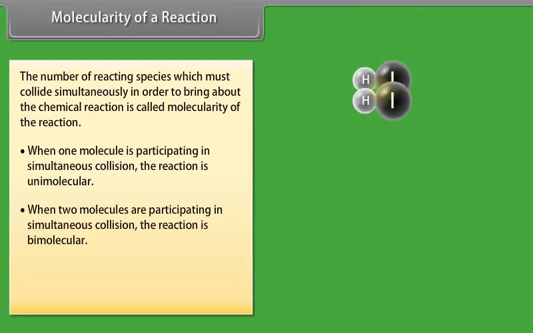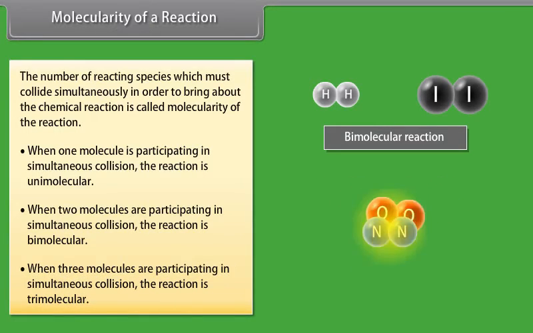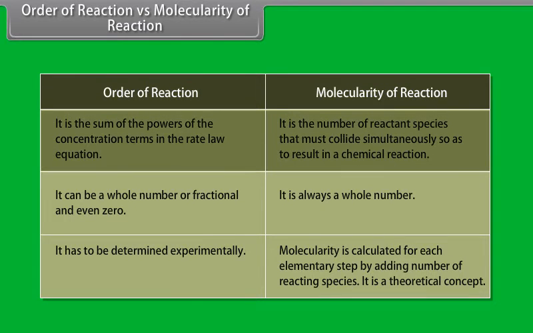Second order reaction. Rate is equal to dx by dt, which is equal to the product of K and A raised to the power 2. Thus, the units of rate constant for second order reaction are liter per mole per second. Third order reaction. Rate is equal to dx by dt, which is equal to the product of K and A raised to the power 3. Thus, the units of rate constant for third order reaction are liter square per mole square per second.